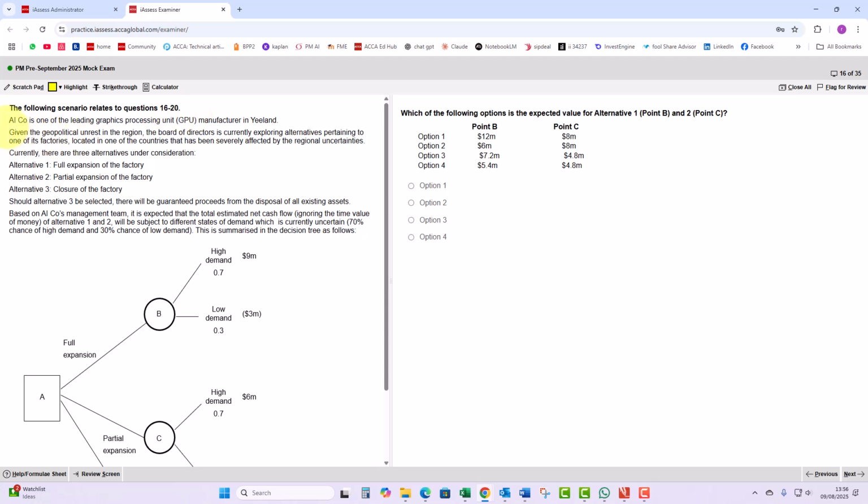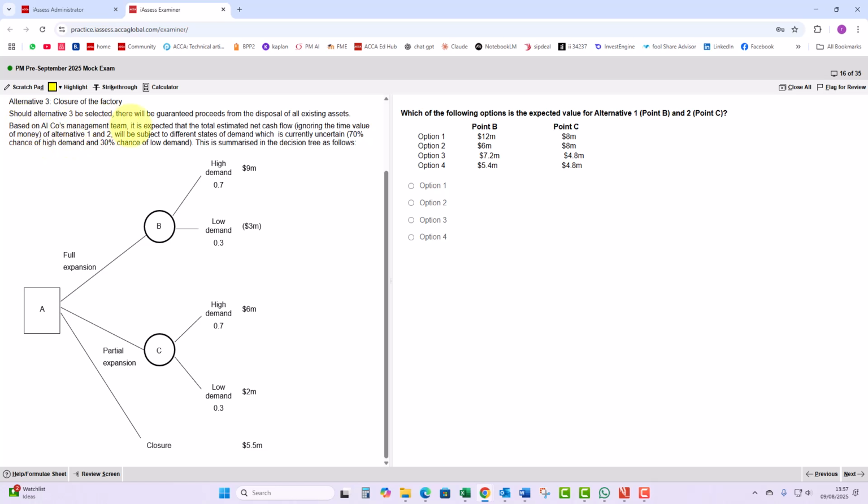So here's the scenario. Alco is one of the leading graphics processing unit manufacturers in Yeeland. Given the geopolitical unrest in the region, the board of directors is currently exploring alternatives pertaining to one of its factories, located in one of the countries that's been severely affected by the regional uncertainties. Currently, there are 3 alternatives under consideration. Alternative 1 is full expansion. Alternative 2 is partial expansion. Alternative 3 is closure. Should alternative 3 be selected, there'll be guaranteed proceeds from the disposal of all existing assets.